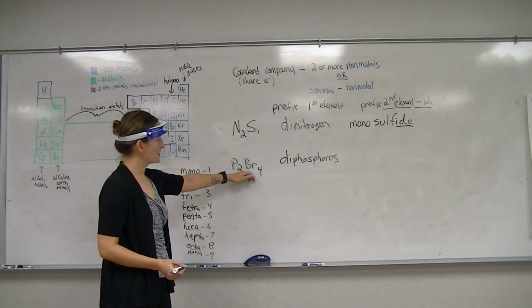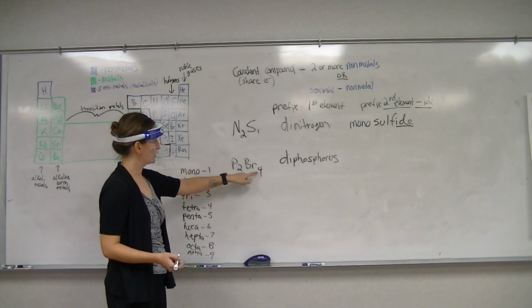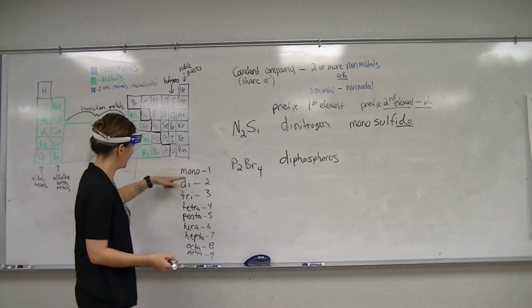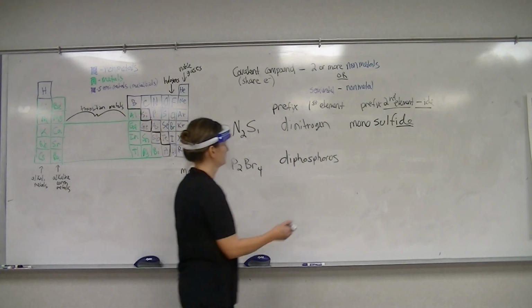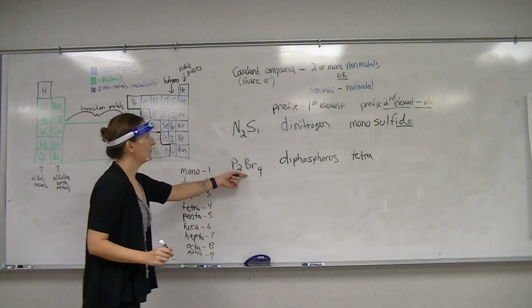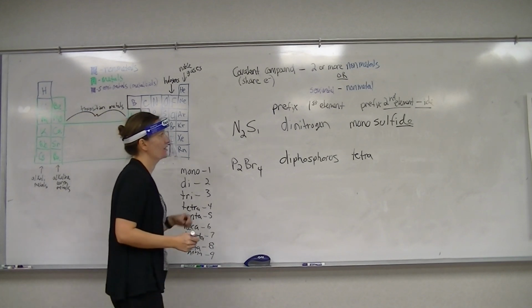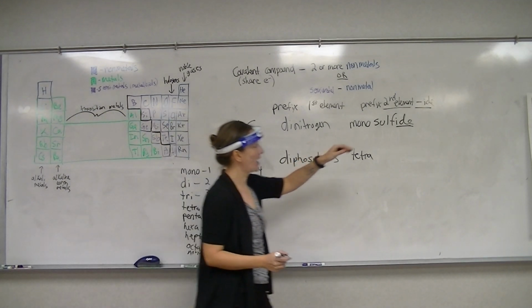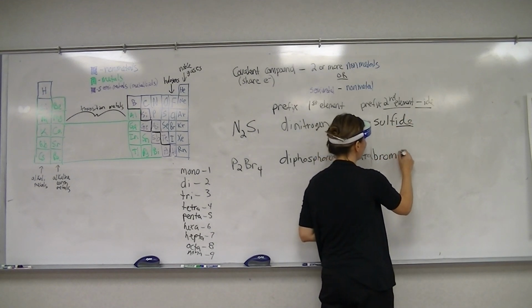For the second element present, start with the prefix indicating how many of each. We have a 4 here, so the prefix for 4, tetra. And then bromine, we're not going to write bromine, I-N-E. We're going to change that I-N-E to an I-D-E. So instead of bromine, it's going to be bromide.